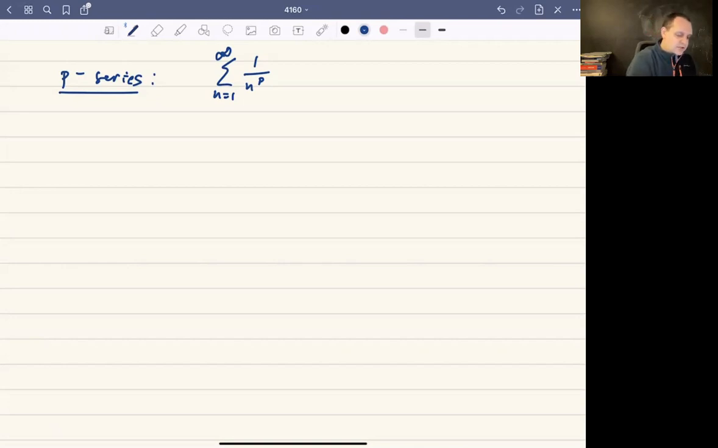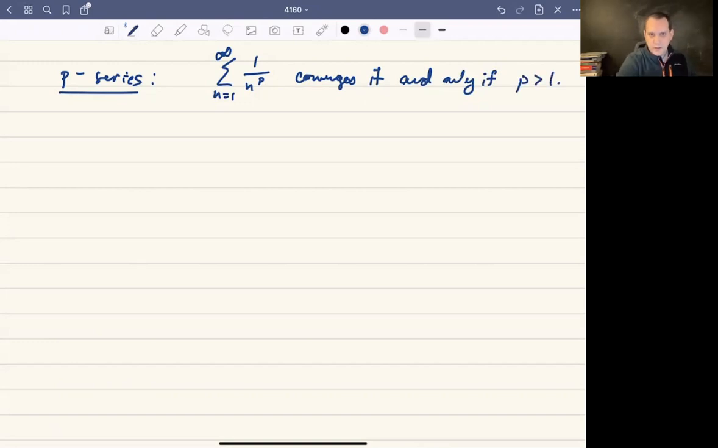And it turns out, of course, that this converges if and only if p is greater than 1. So if p is greater than 1, it converges. If p is less than or equal to 1, it diverges. And so that's the p-series there. And this all comes down to evaluating the integral test.